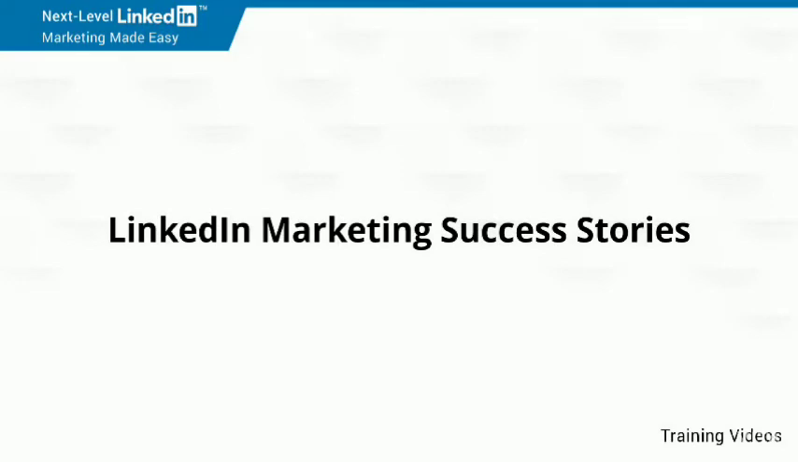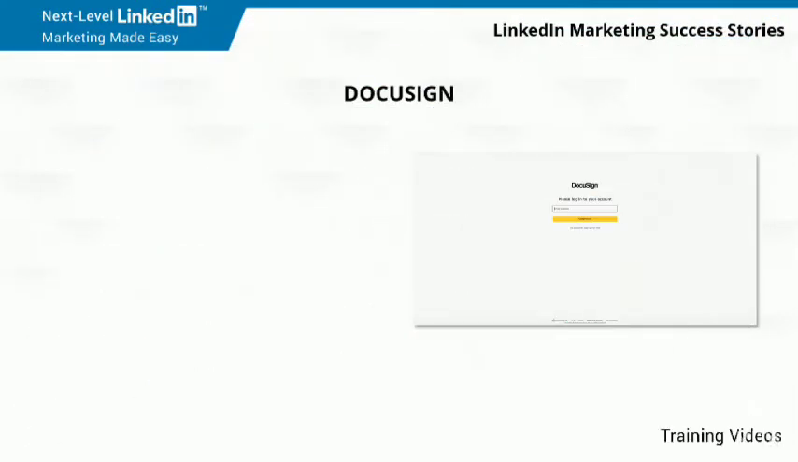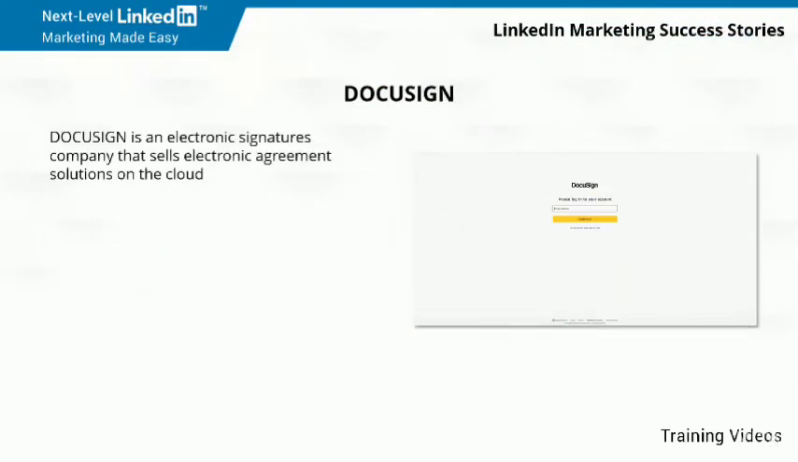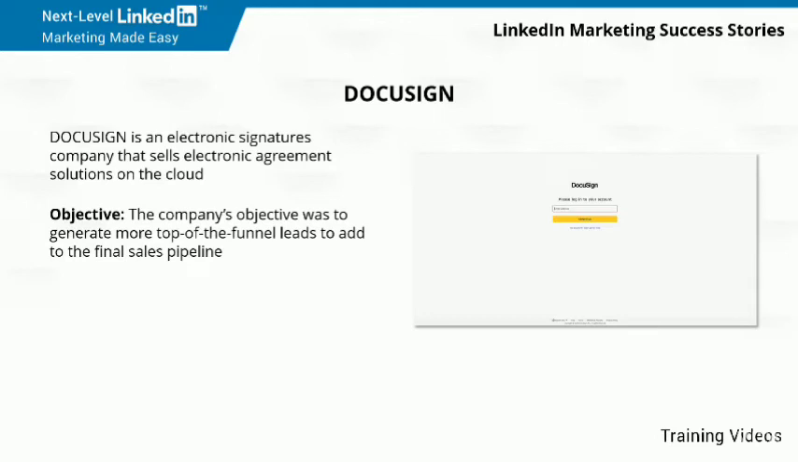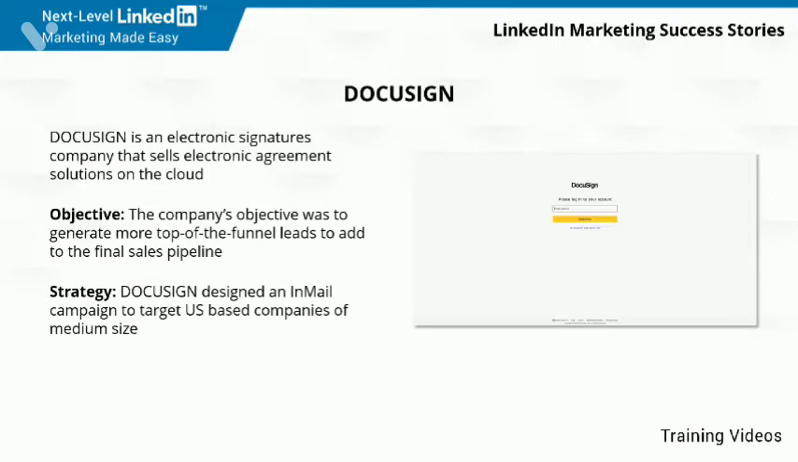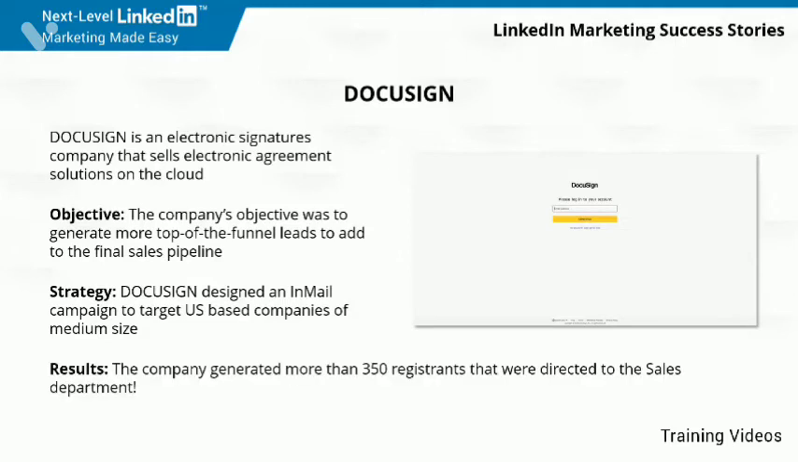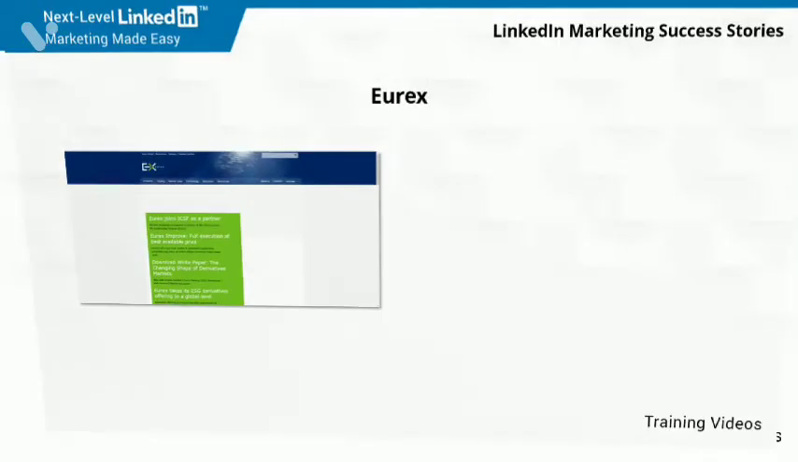LinkedIn Marketing Success Stories. DocuSign. DocuSign is an electronic signatures company that sells electronic agreement solutions on the cloud. Objective: the company's objective was to generate more top-of-the-funnel leads to add to the final sales pipeline. Strategy: DocuSign designed an in-mail campaign to target U.S.-based companies of medium size. Results? The company generated more than 350 registrants that were directed to the sales department.